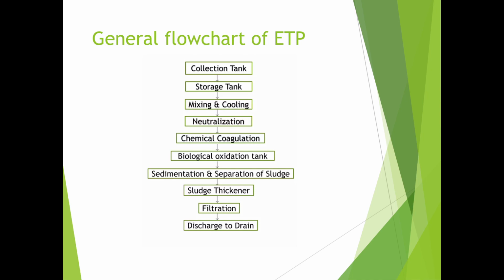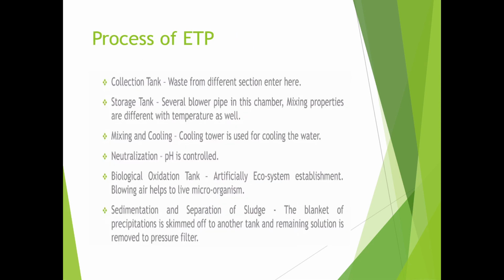We will now see what processes are involved in this effluent treatment plant. First one, the collection tank. Your waste from different sections will be entering here. If you take a chemical industry, from different processes you will get some wastewater. It will enter this collection tank and be stored in the storage tank, and the mixing properties and temperature will have to be predetermined. In mixing and cooling, a cooling tower is used for cooling the water. In neutralization, we are controlling the pH so that it does not become hazardous.